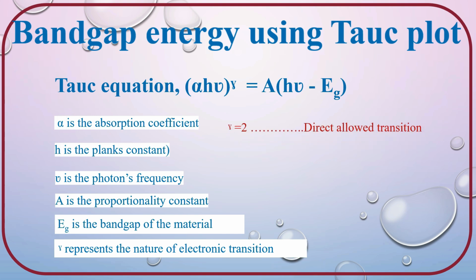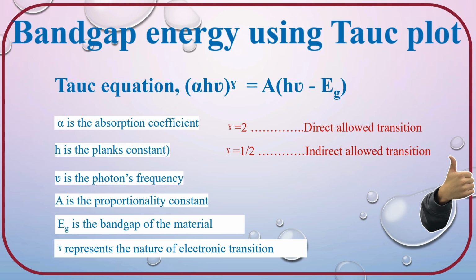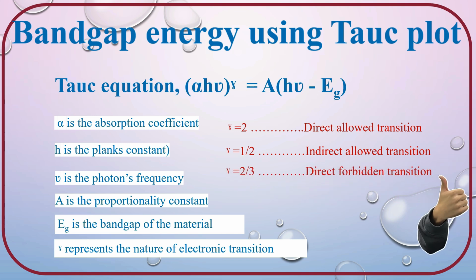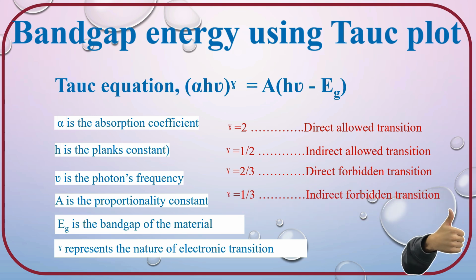That is, if gamma is equal to 2, that means it is direct allowed transition. If gamma is equal to 1 by 2, it is indirect allowed transition. Gamma is equal to 2 by 3 means it is direct forbidden transition. Gamma is equal to 1 by 3 means indirect forbidden transition.